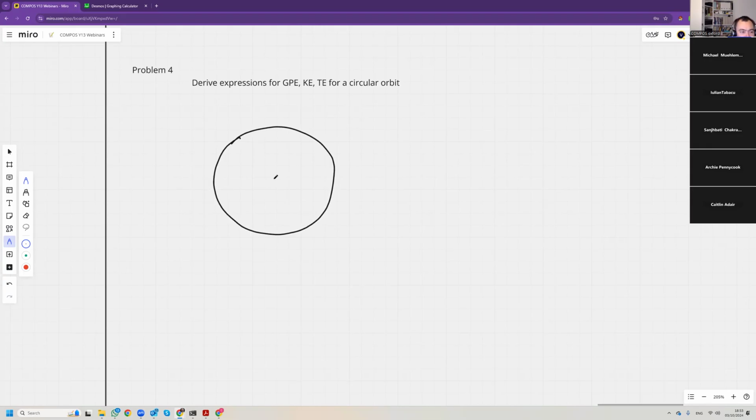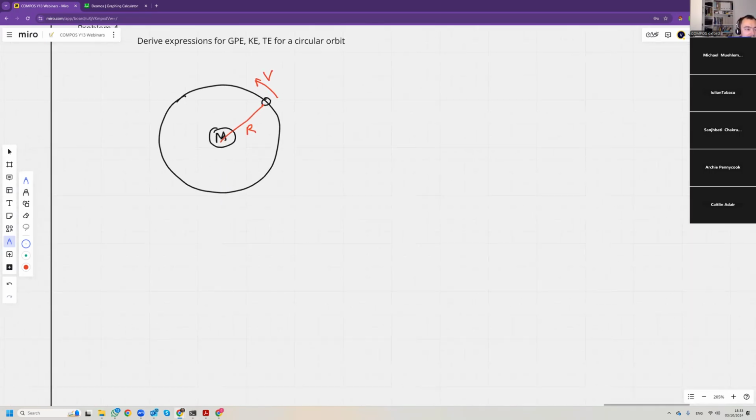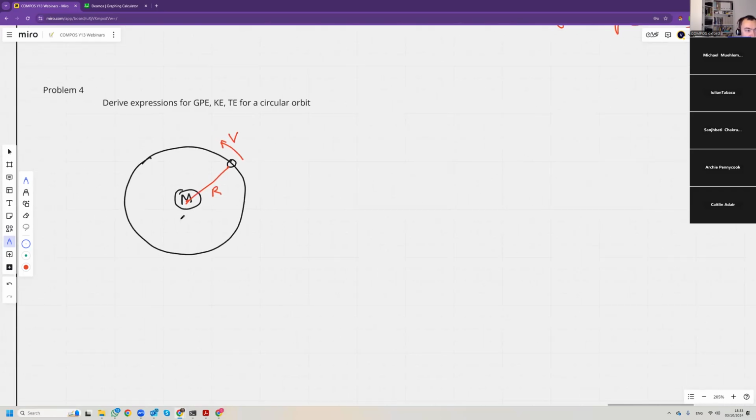So you have a planet of mass m and a satellite, which could be natural or not, in a circular orbit. That means that this is the radius r. It's traveling with velocity v, and first of all, there are a few things we'd like to find about that orbit. We would be interested in finding the time period of that orbit.